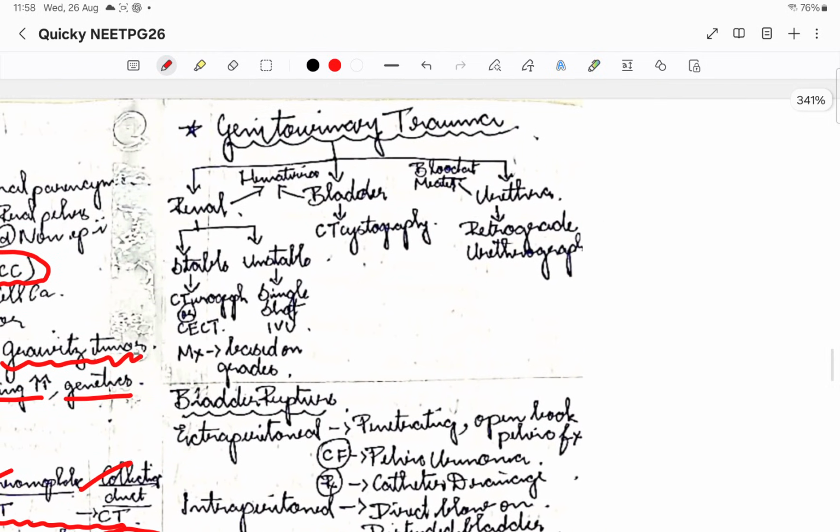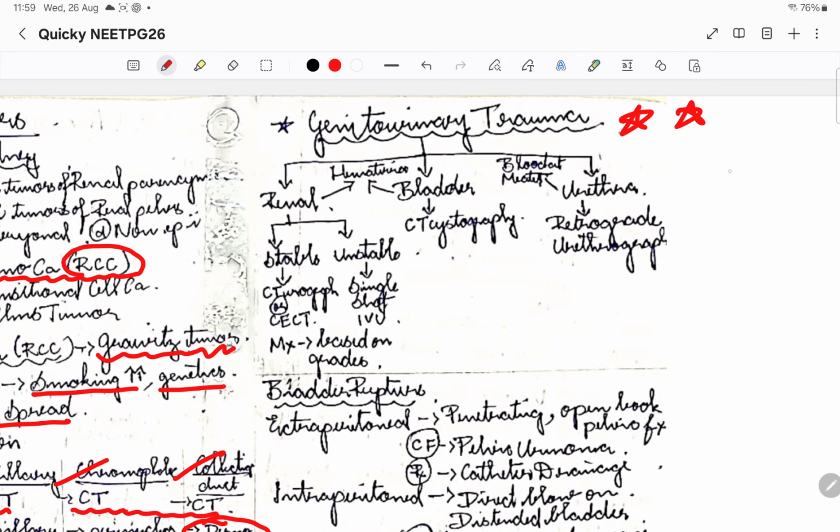In genitourinary trauma, there are different levels in the genitourinary system where the trauma might happen, and each of them presents in a different way. Let us see how it presents and how we will manage them. This is a very, very important topic. Let us divide the genitourinary system into renal, then the bladder, then the urethra. Let us see at each level what happens.